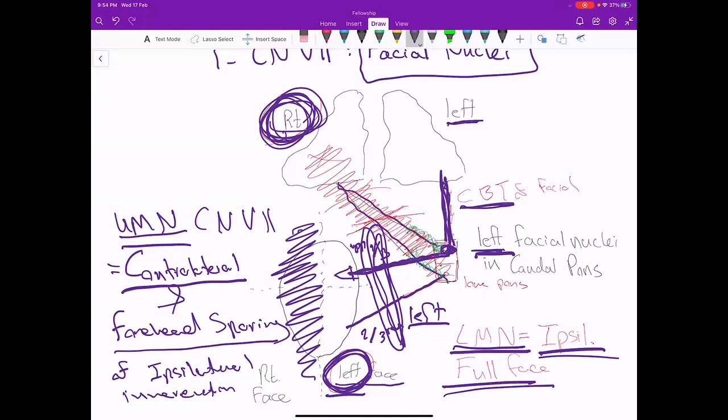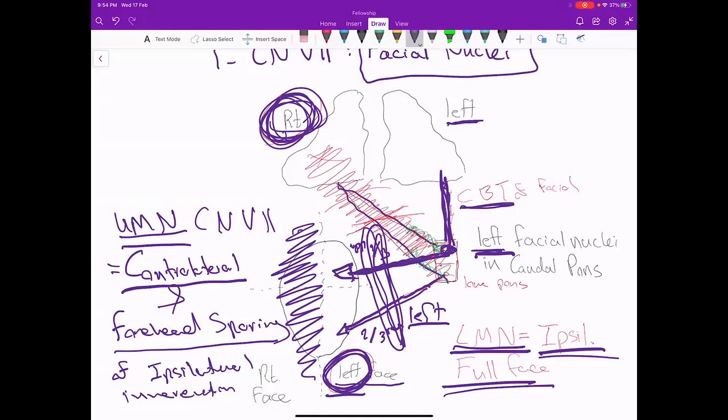Because I told you, the lower portion of the facial nuclei supplies the lower 2/3, while the upper portion of the facial nuclei supplies the upper 1/3. I promise, guys, this is MCQ, SAQ, it's asked about everywhere. Okay? So please, just make sure you understand this. It's everywhere. Okay? Clear? Fine.